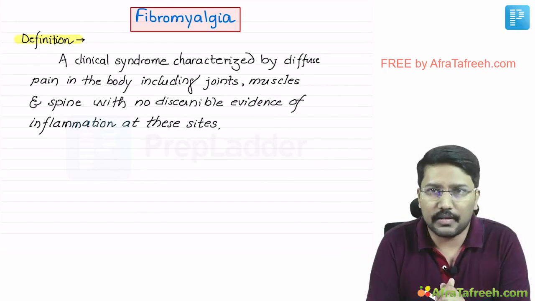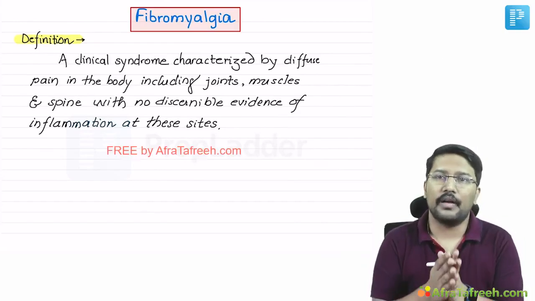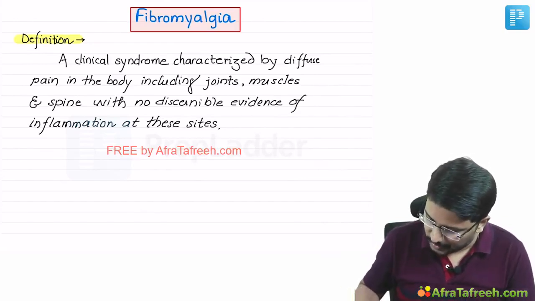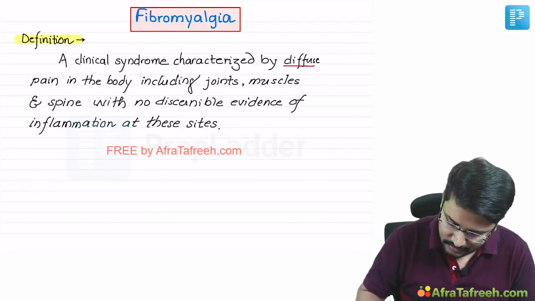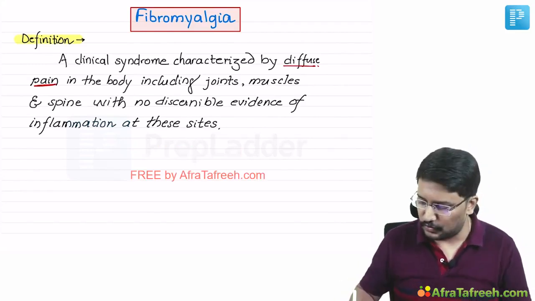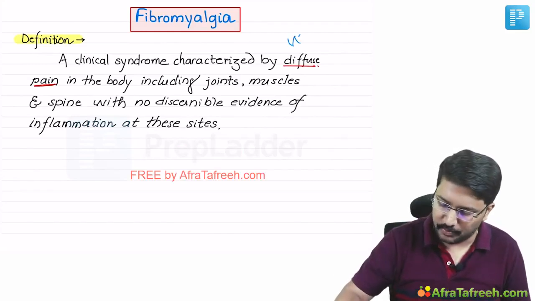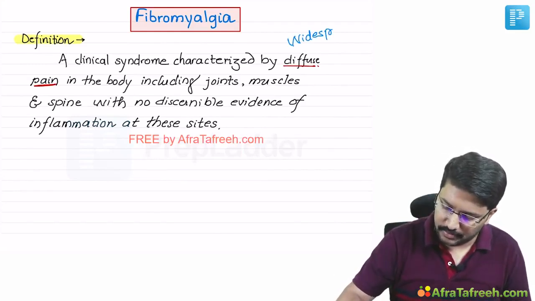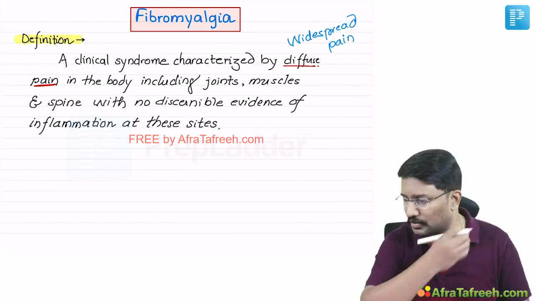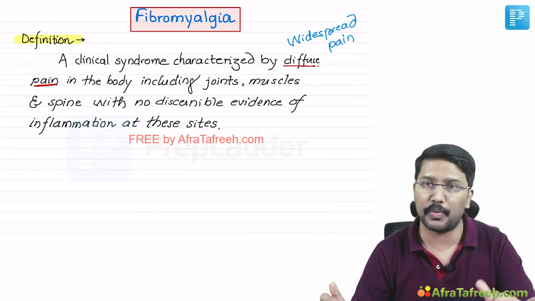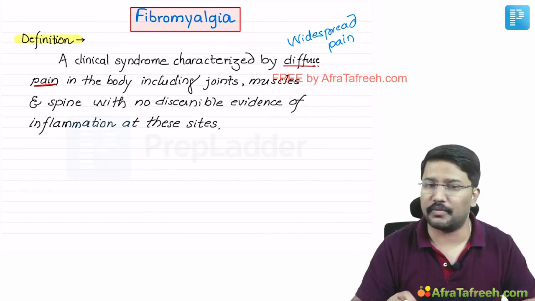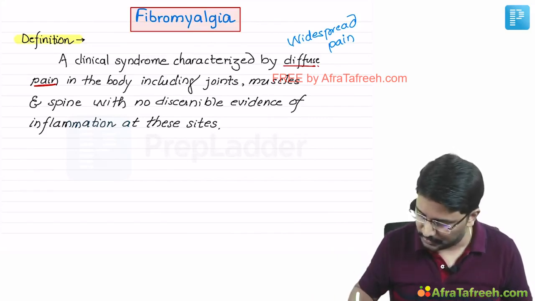Now let us understand what is the definition of fibromyalgia. Fibromyalgia is defined as a clinical syndrome characterized by diffuse pain, right? So I want you to pay attention to this word because some other definitions also use the wording called widespread pain. So whenever there is a clinical question and it talks about a patient coming with complaints of diffuse pain or widespread pain, you should consider fibromyalgia as one of the differential diagnoses. Okay, so the definition goes like this.